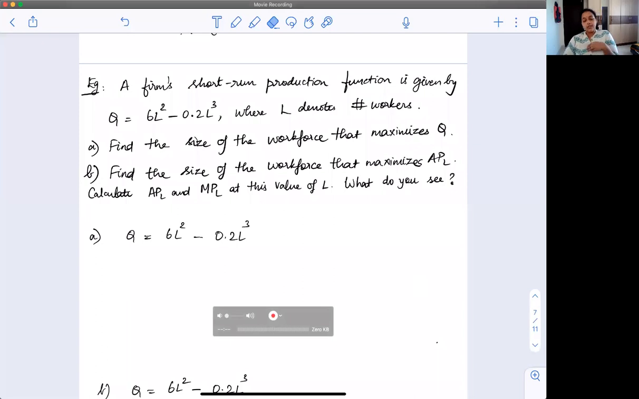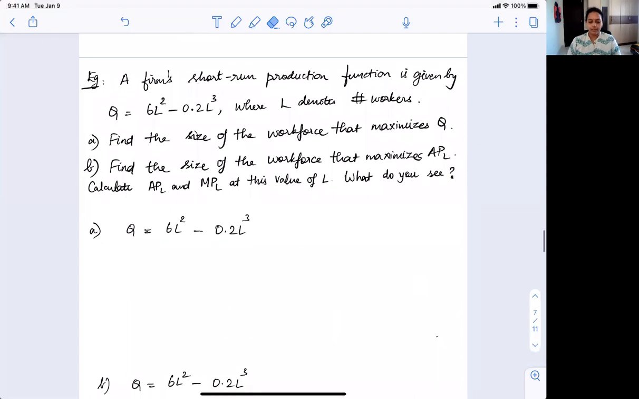Okay. So we're given a short-run production function that is given by this particular function. Q is equal to 6L squared minus 0.2L cubed, where L denotes the number of workers. Now, we're asked to find the size of the workforce that maximizes Q. So we're asked to find L that gives us a maximum value for Q.